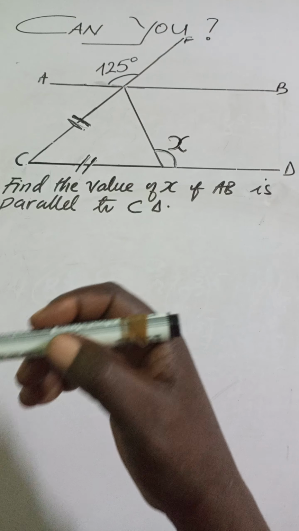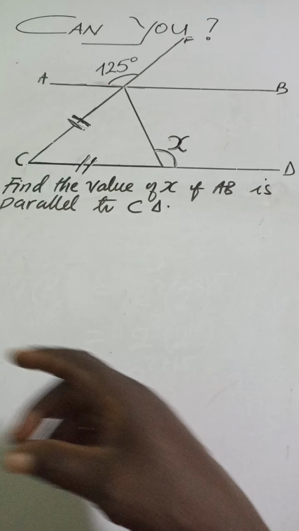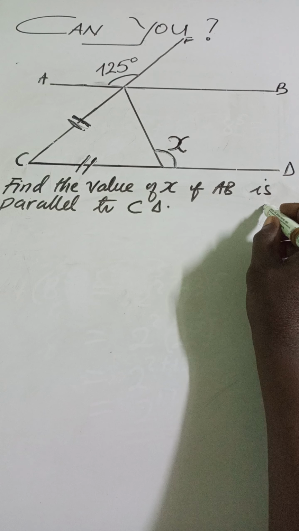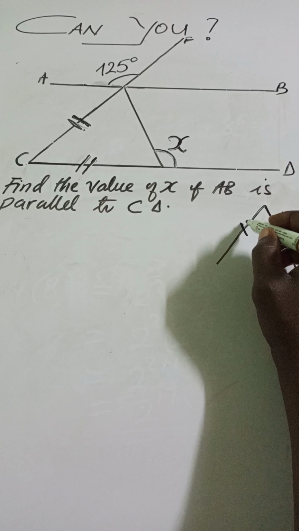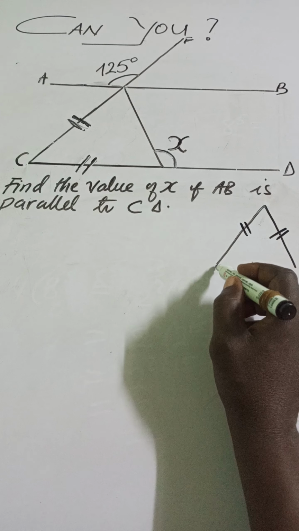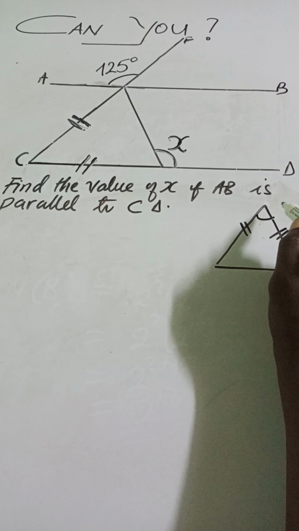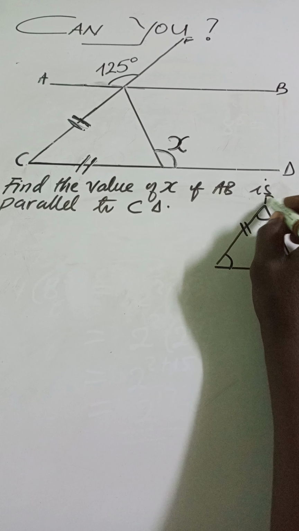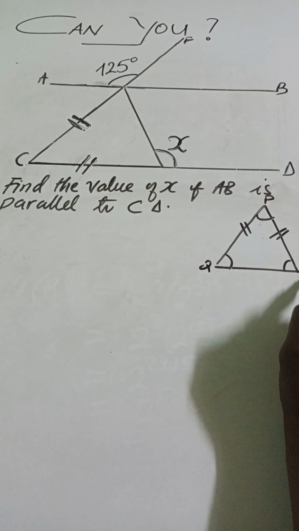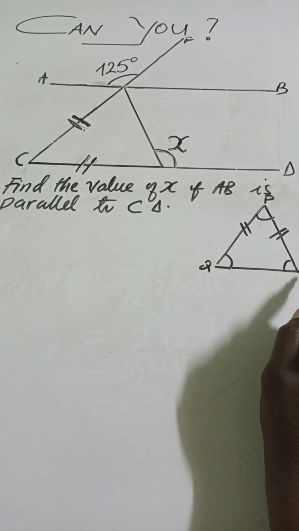Next, we have to take note about isosceles triangles. What is the property of an isosceles triangle? An isosceles triangle has two sides equal. This side is equal to this side. That's the property of an isosceles triangle. And then base angles are equal. If we call this P, this Q, and this R, then angle Q is equal to angle R for an isosceles triangle.